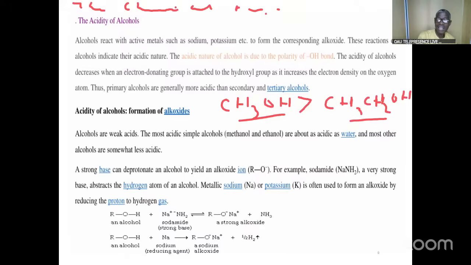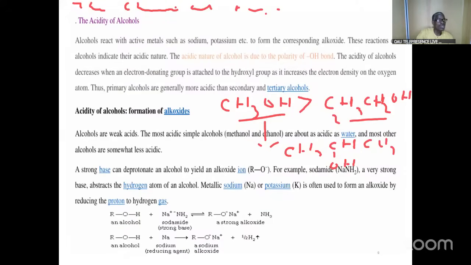So this one here is more acidic. The two of them are more acidic than CH3CHOHCH3, that is 2-propanol or propan-2-ol. These two are more acidic than propan-2-ol. However, methanol is more acidic than ethanol. Okay. Number two, let's look at the formation of our alkoxide.